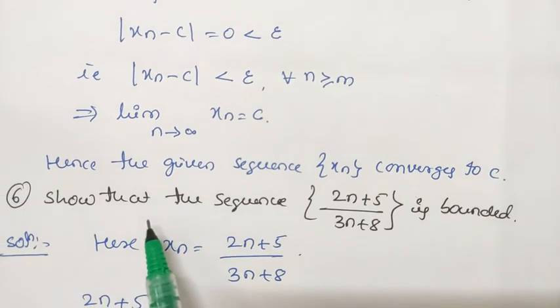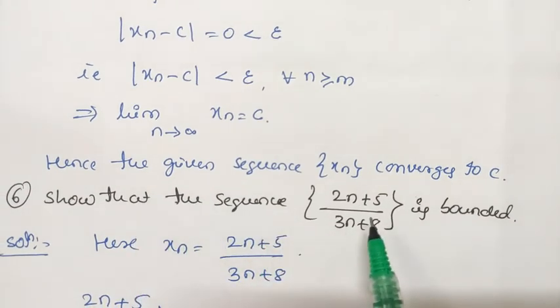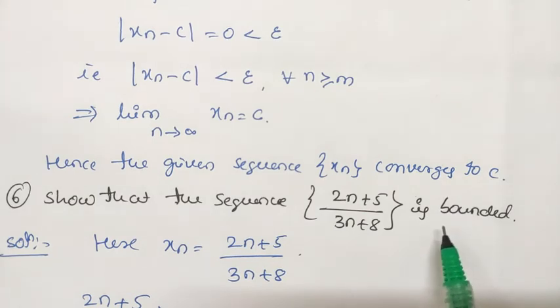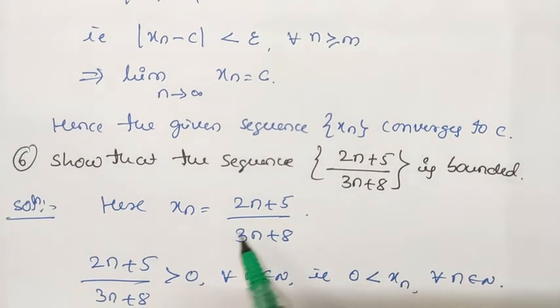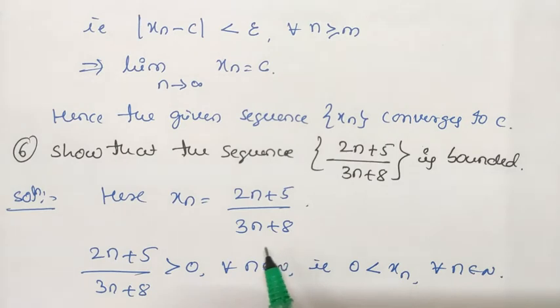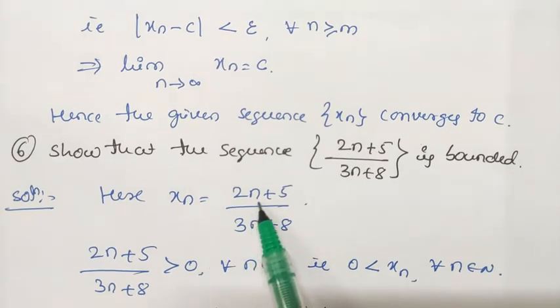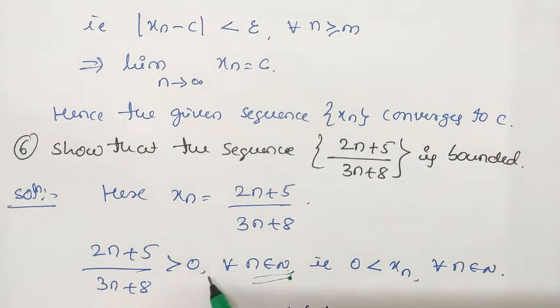So take one more last example. Show that the sequence 2n plus 5 divided by 3n plus 8 is bounded. So first you have to take this as xn. Now here n is a positive integer, since n belongs to N, means n is a natural number. So 2n plus 5 is positive and 3n plus 8 is also positive, so therefore this ratio is greater than 0.